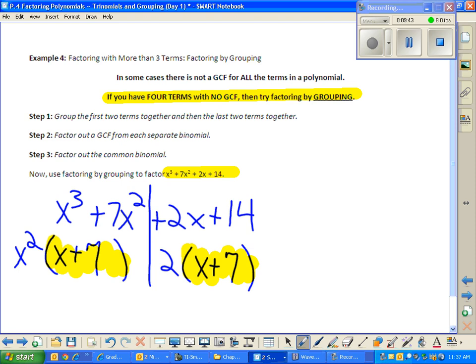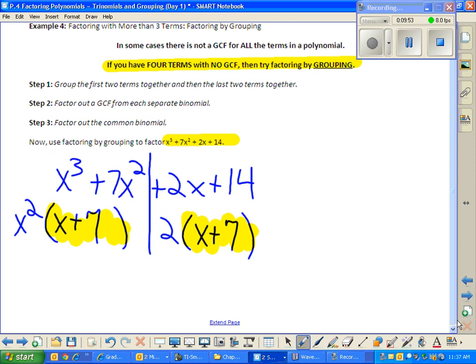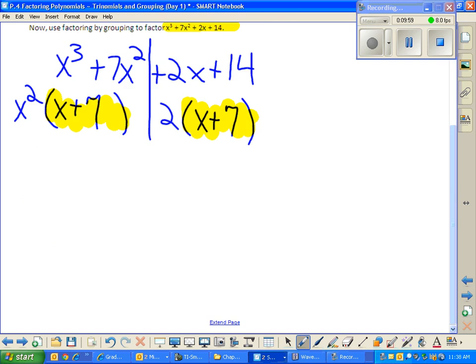If it doesn't happen, try rearranging your problem a little bit. If you rearrange the problem, sometimes when you regroup it, you get that common binomial factor to sort of come out in the wash a little bit. But do you see how I got that x plus 7? That's what we call our common binomial factor. It essentially acts like another greatest common factor in the larger polynomial.